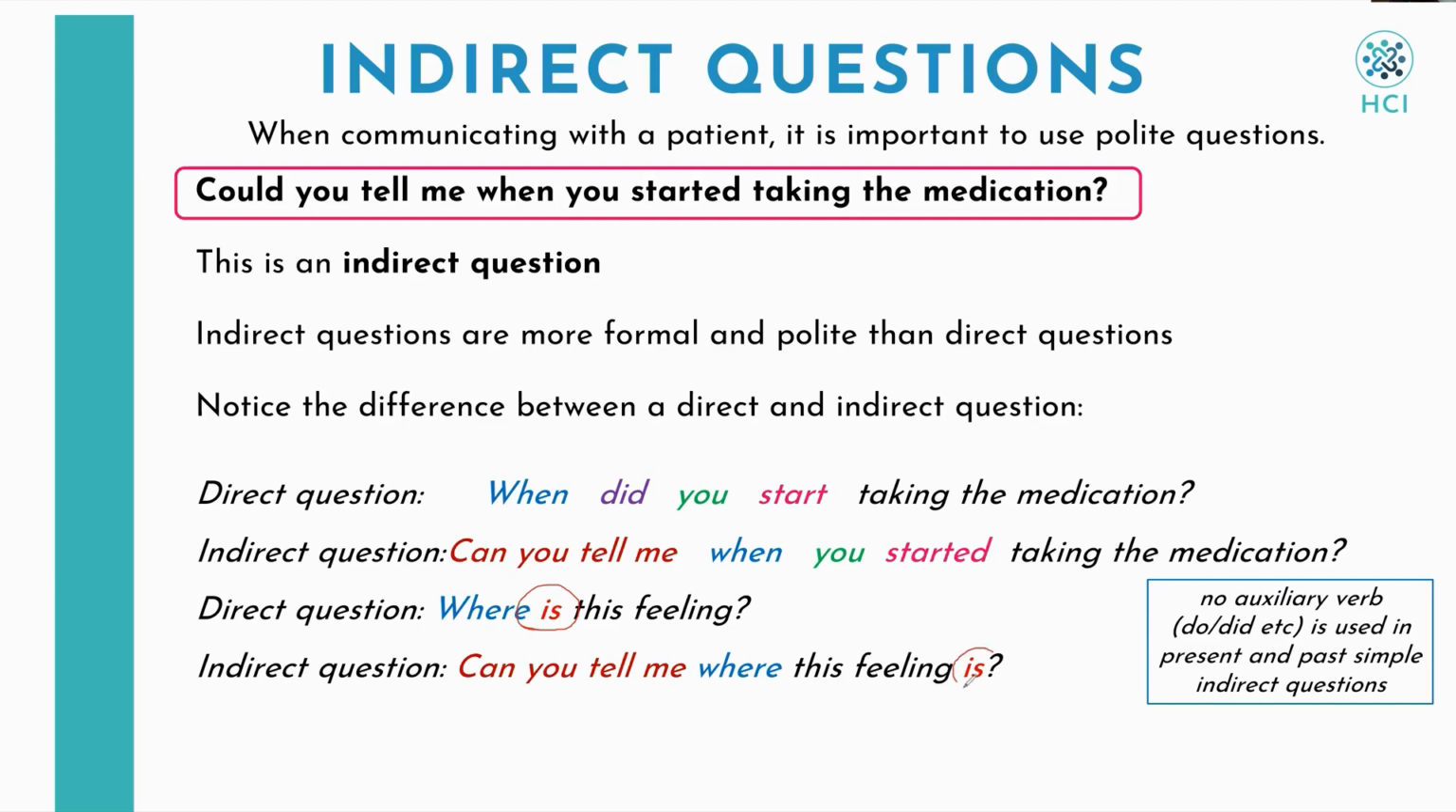Notice we need to move the verb is to the end. So we say, can you tell me where this feeling is? We don't say, can you tell me where is this feeling? So notice how the words change order.